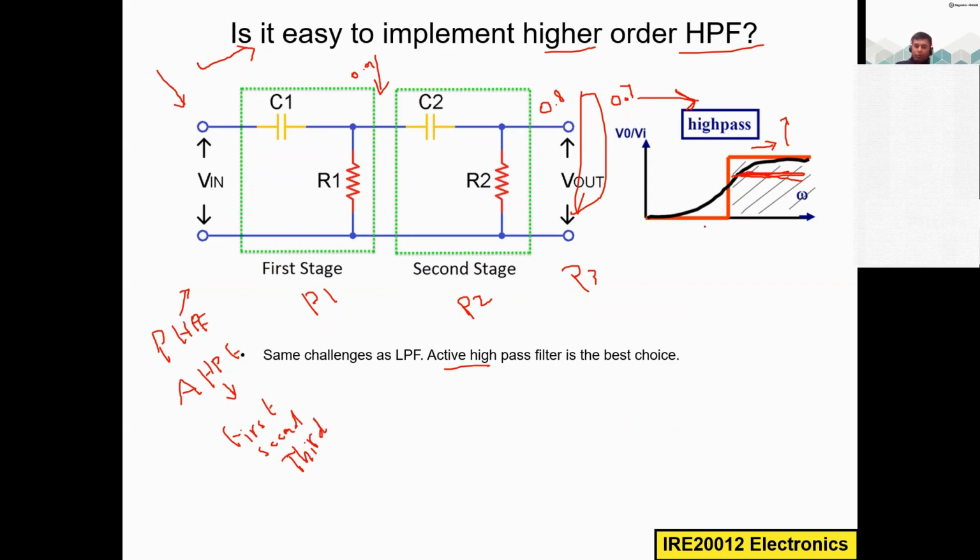If you want a very sharp rising, then of course you have to go to the higher order. But if you don't mind, if it doesn't need to be very sharp, it's okay, a linear region, maybe a second order filter is enough.